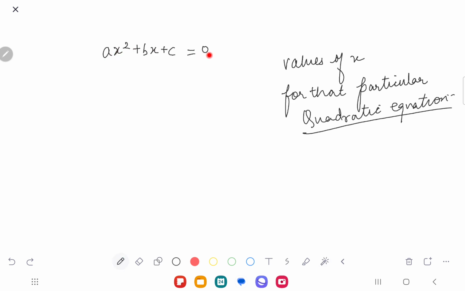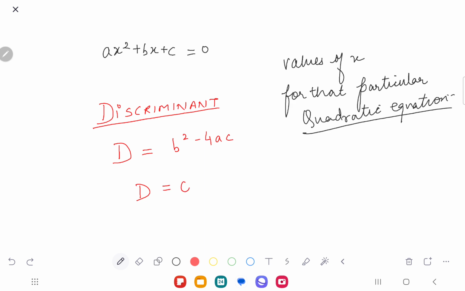What am I trying to tell you here? You have to find out the value of the discriminant. Discriminant is denoted with D, and the formula is b square minus 4ac. If the value of discriminant is equal to 0, you will say the roots exist. That means the equation is solvable, but both the values of x are equal.